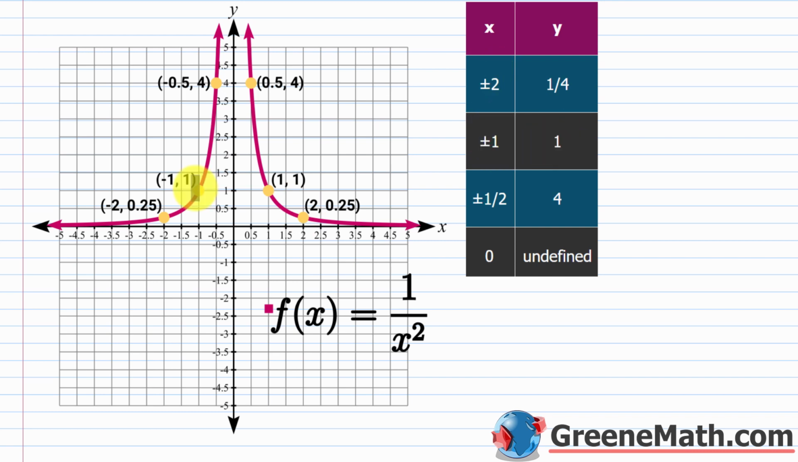Then similarly, if you have positive or negative 1 for the x value, you're going to get positive 1 for the y value. So negative 1 comma 1 and 1 comma 1. If you have positive or negative 1/2 for the x value, you're going to get 4 for the y value. So you have negative 0.5 comma 4 and then 0.5 comma 4.